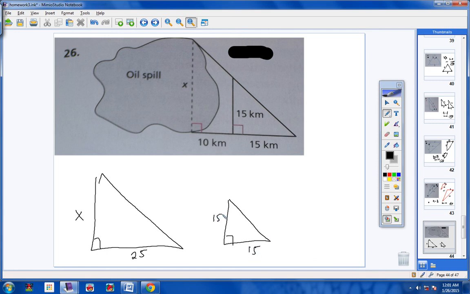Okay, now how do I know the triangles are similar? Well, first of all, they share an angle. So this angle here has to be congruent to this angle here. The two triangles share this angle, plus they both have a right angle.